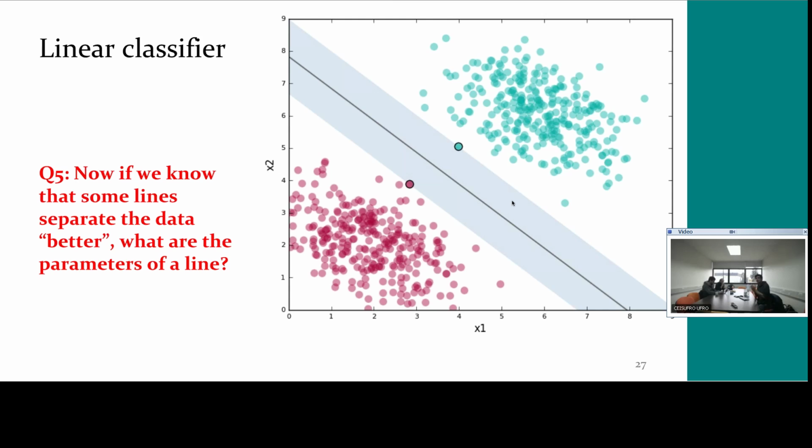I would like to kind of ask, what are the parameters of a line? What can we use to describe this line in a mathematical way?